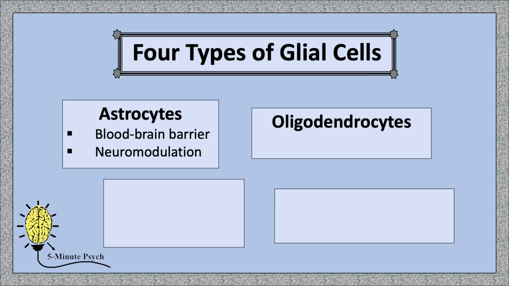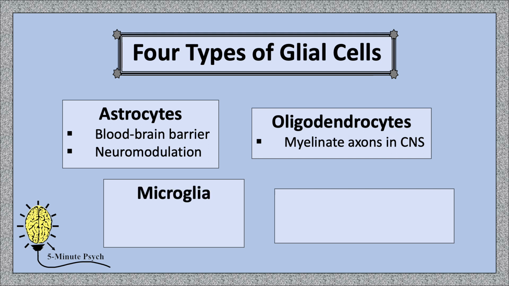Next, we have oligodendrocytes, and these function to myelinate the axons of neurons in the central nervous system. What this does is essentially insulate the part of the neuron that transmits information, making it better.